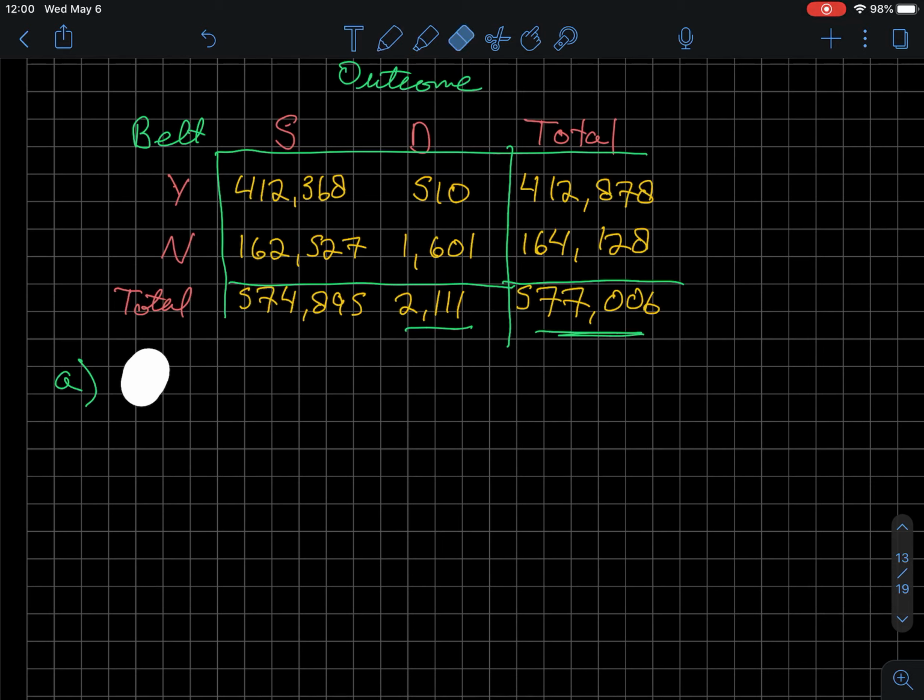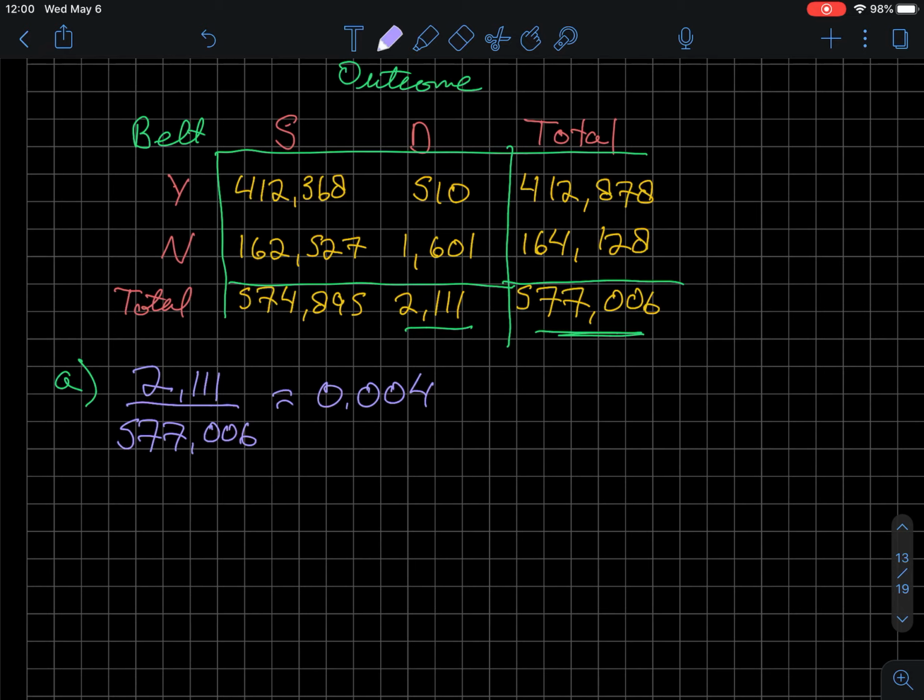So this would be 2,111 divided by 577,006. And this was ultimately going to equal what? This is going to equal 0.004, right? So pretty small chance that someone died, period, right?